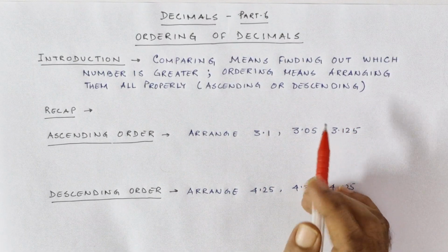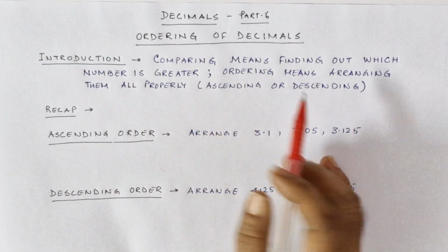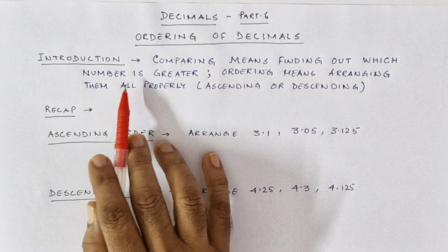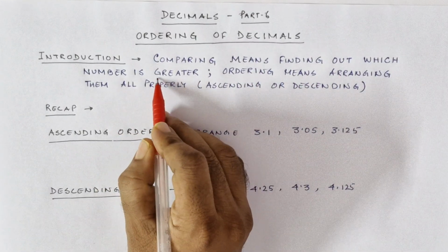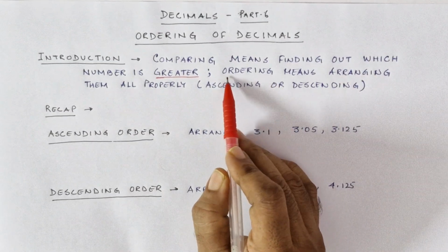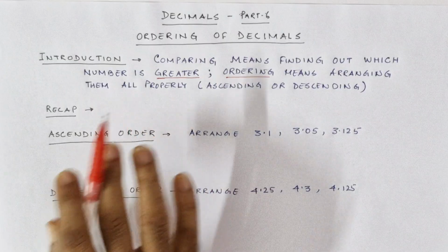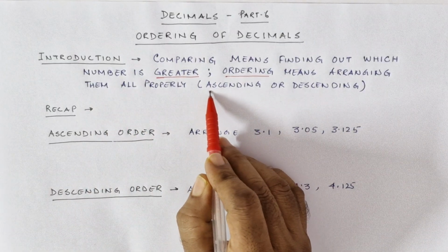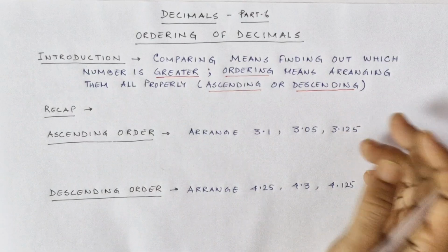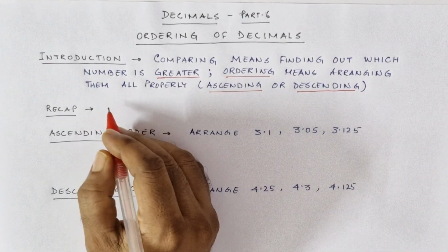So let's jump in. In the introduction I have written a couple of sentences. Please remember, comparing means finding out which number is greater. We have studied and learned it. Today we'll study ordering. Ordering means arranging all the decimals properly in either an ascending order or a descending order. So what is ascending? What is descending? We'll see. Now let's have a recap.